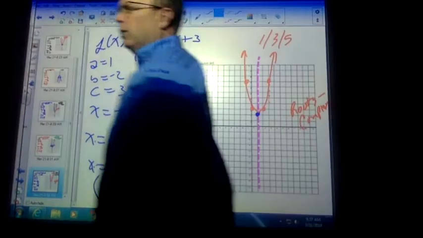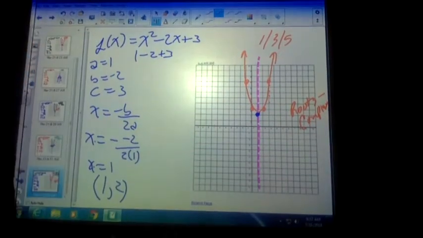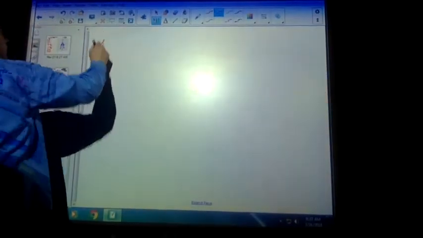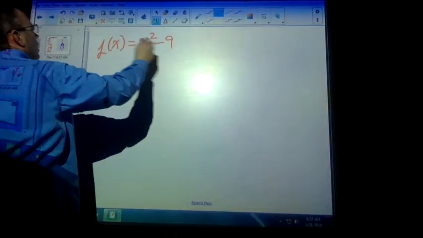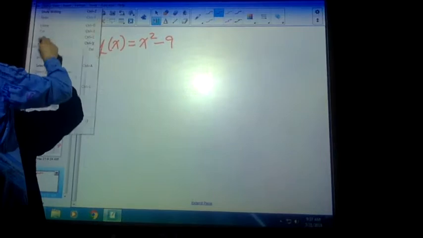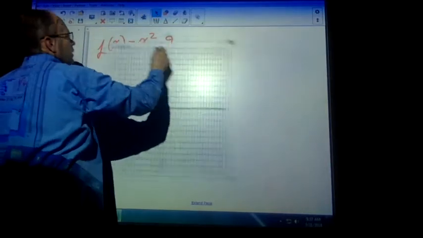All right, is there one more or am I done? What's the last one say? F of x equals x squared minus 9. X squared minus 9. Hey, am I missing a value up there? Yeah. Which one? A, B, or C? B. Sure am. Good.